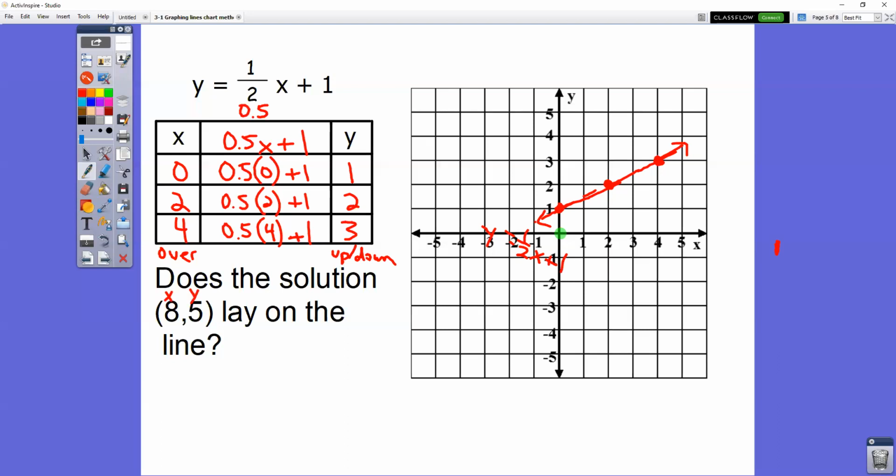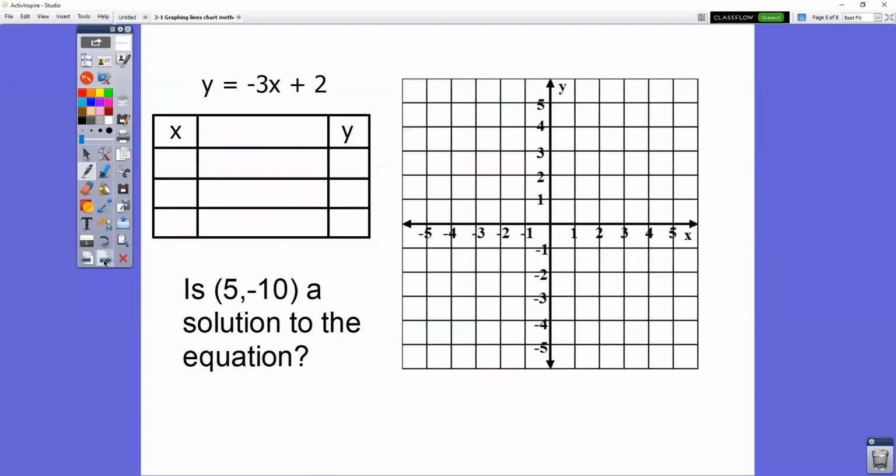So instead of y equals, we have 5 equals. Instead of 0.5 times x, we have 0.5 times 8 plus 1. You could type that right into the calculator. 0.5 times 8 is 4, plus 1 is 5. So we end up with 5 equals 5. Anytime that we end up with the same thing on both sides, your answer is yes.